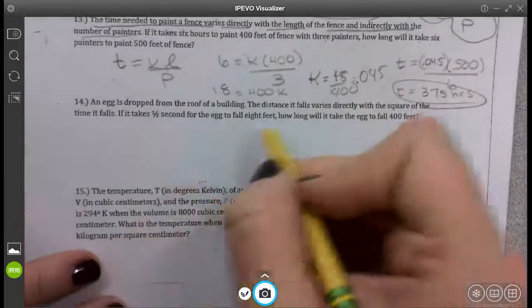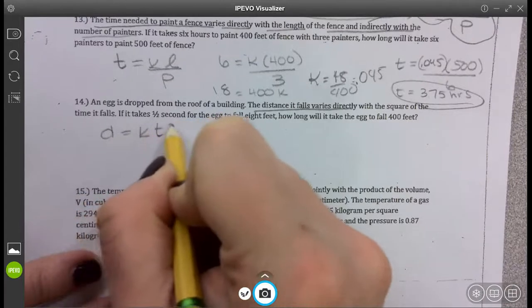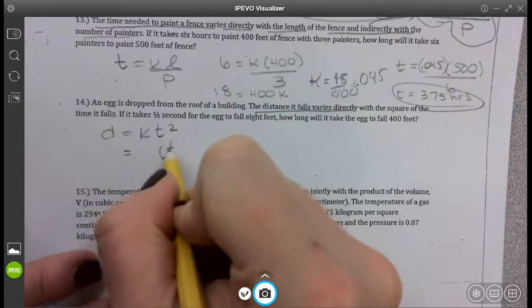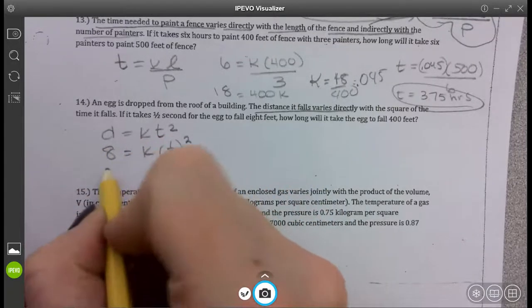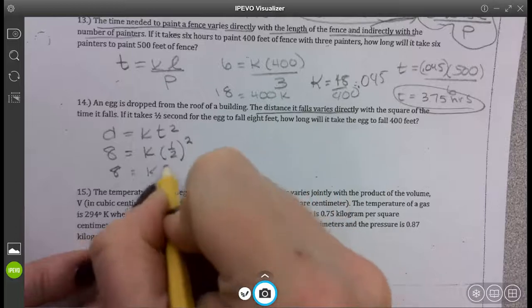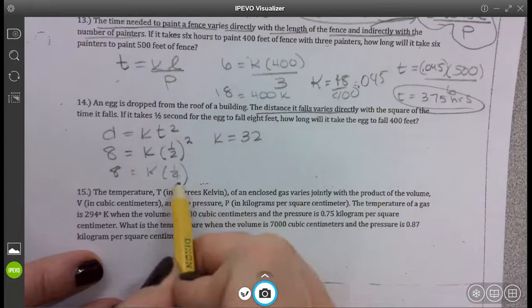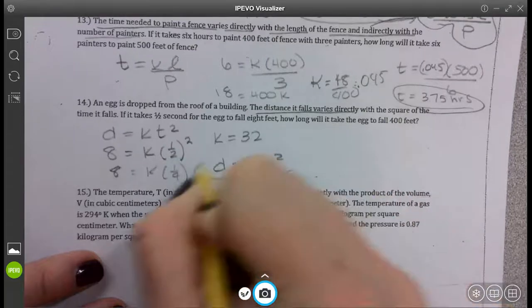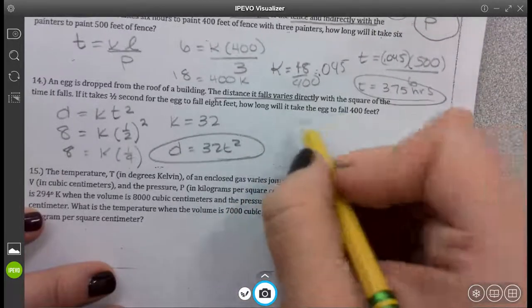All right, last two. An egg is dropped from the roof of a building. The distance it falls varies directly with the square of the time it falls. If it takes a half a second for the egg to fall 8 feet, multiply by 4. So this is my equation. Then how long will it take an egg to fall 400 feet?